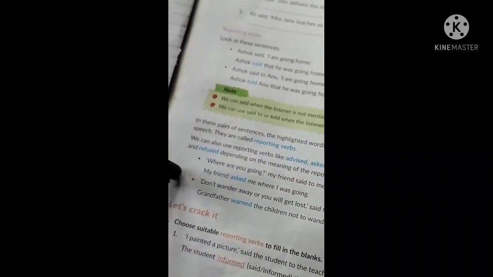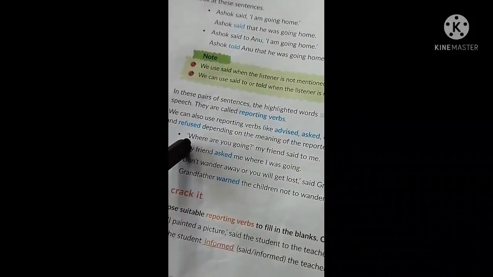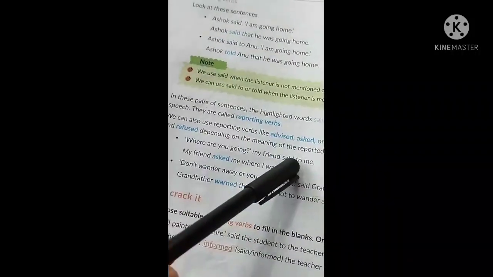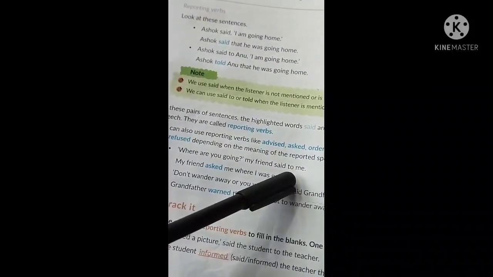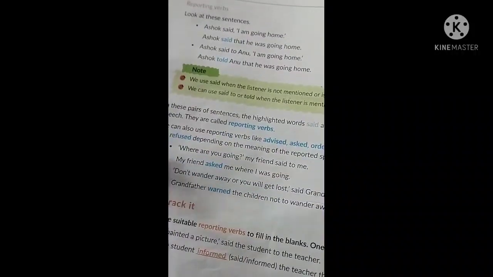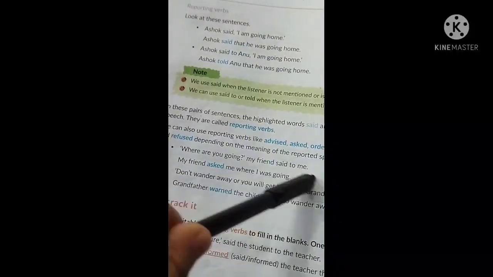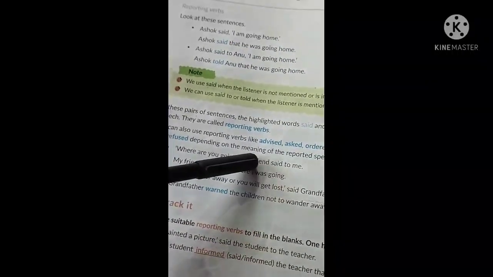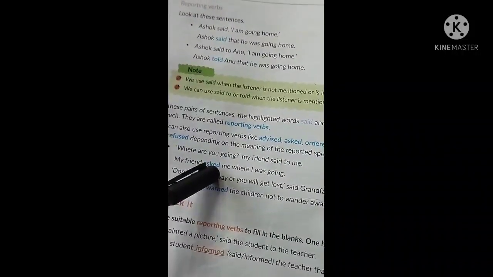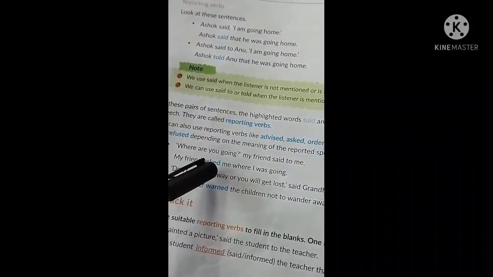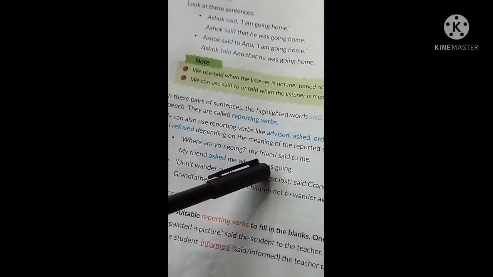Now there are some more sentences. "Where are you going?" You can see it is written in inverted commas. My friend said to me. So it is understood this is an example of direct speech. When you change it into indirect speech, it becomes: my friend asked me. Said to me becomes asked, because there are two persons talking together. Asked is the reporting verb. My friend asked me where I was going.